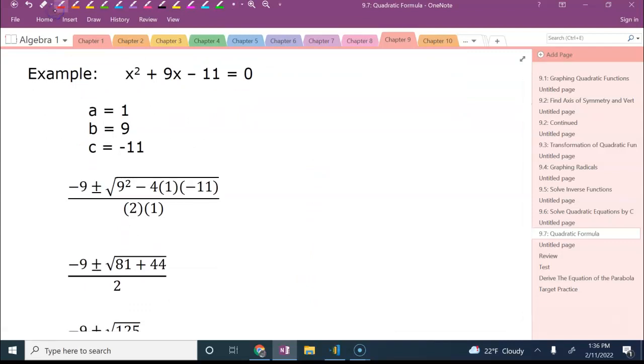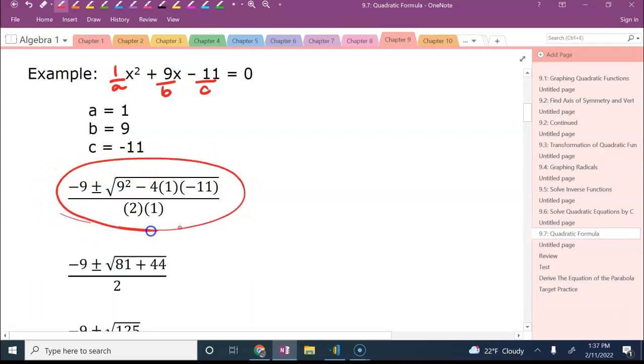So remember, your a is always in front of the x squared term, so that's where they're getting that 1 from, because it's 1x squared. B is in front of your x, so that's the 9. And c is always the number at the very end, which would be that negative 11. So a is 1, b is 9, c is negative 11. Now what they did here is they plugged it into that quadratic formula that I highlighted up above. So they're putting in the 9s for the b's, the 1s for the a's, and the negative 11s for your c's.